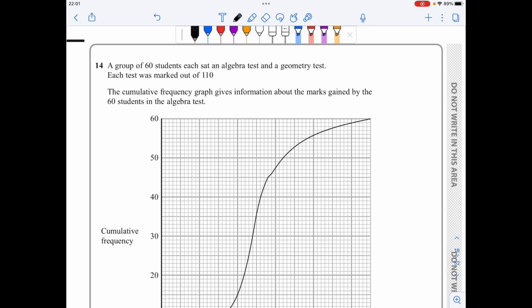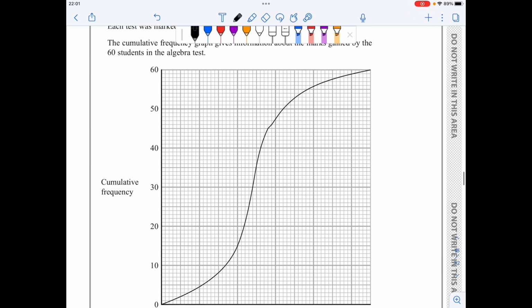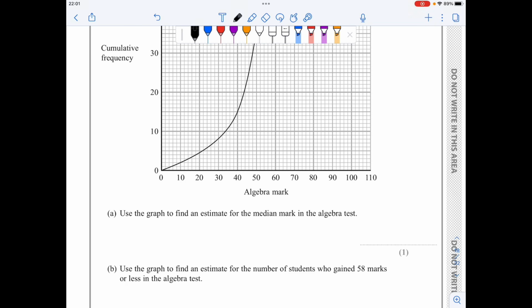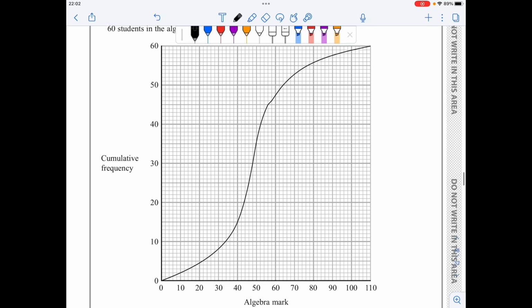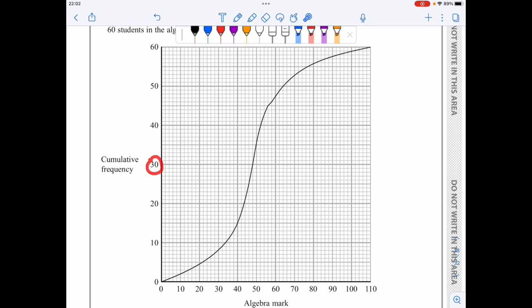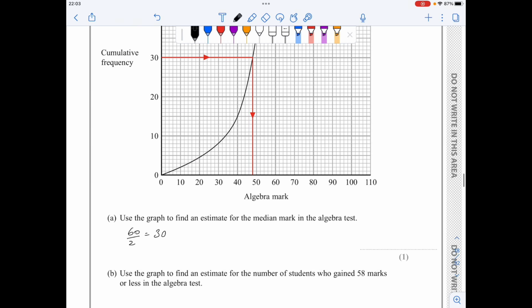In question 24, I'm given a cumulative frequency graph for the marks of a group of 60 students. In part A, I need to find the median. 60 divided by 2 is equal to 30. I'll go on 30 on the vertical axis and find the corresponding x value. The value on the x-axis is 48, and this is my median.